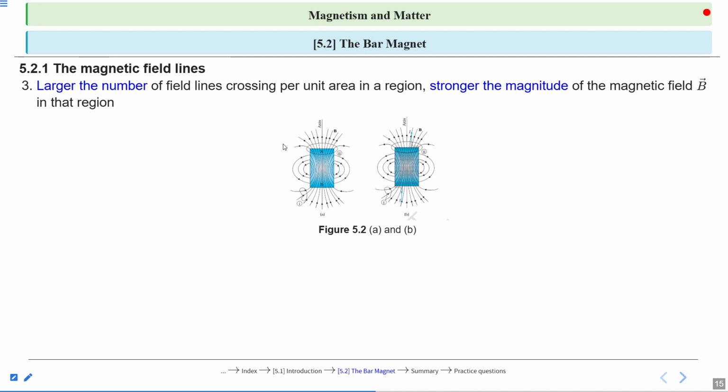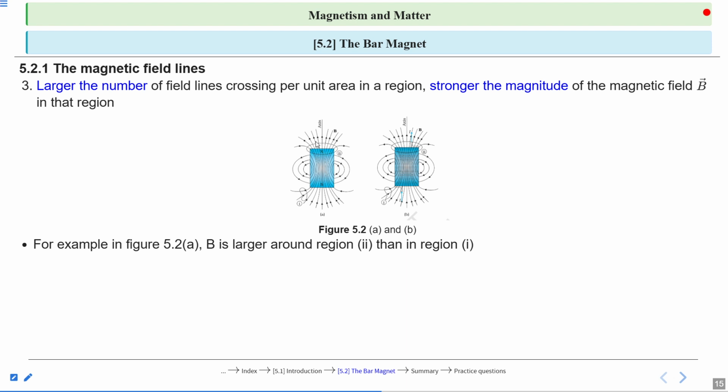So the larger the number of field lines crossing per unit area in a region, the stronger the magnitude of the magnetic field in that region. Okay, so this is figure 5.2a and b. For example, you can take figure 5.2a. In this figure, B is larger around region 2. So it is defined that this is region 1.